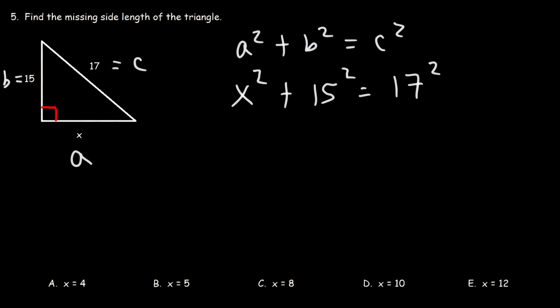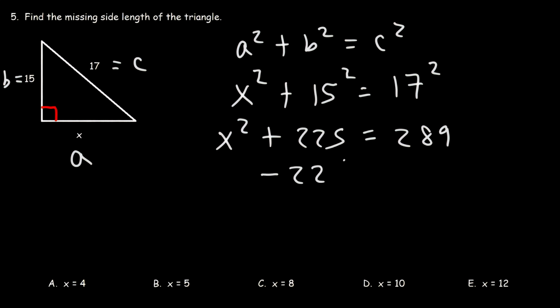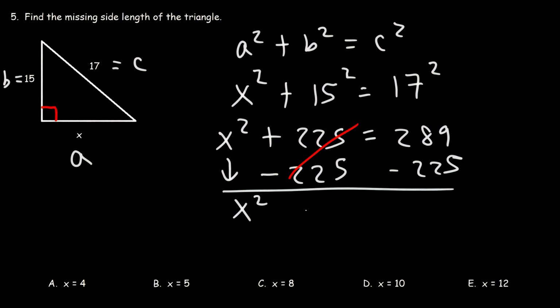17 squared, or 17 times 17, that's going to be 289. 15 times 15 is 225. So right now we have x squared plus 225 is equal to 289. In order to calculate the value of x, we need to get x by itself. So we need to subtract both sides by 225. So what is 289 minus 225? 5 minus 9 is 4, 8 minus 2 is 6, and 2 minus 2 is 0, so we get 64.